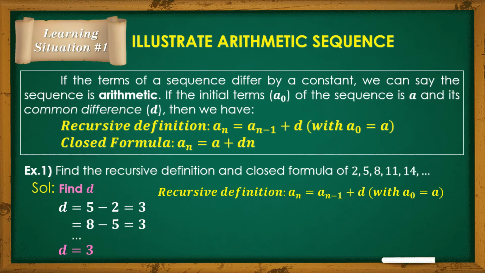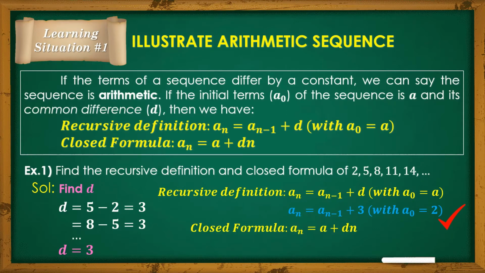Now, to get our recursive definition, simple substitution lang. Papalitan lang natin yung d, yung ating common difference, at magsiset tayo ng initial term or yung unang term na gagamitin natin. In this case, d is 3, a or yung initial term is 2. Saan kinuha? Sa first term ng ating given sequence. So our recursive definition will be a sub n equals a sub n minus 1 plus 3 with the initial term 2.